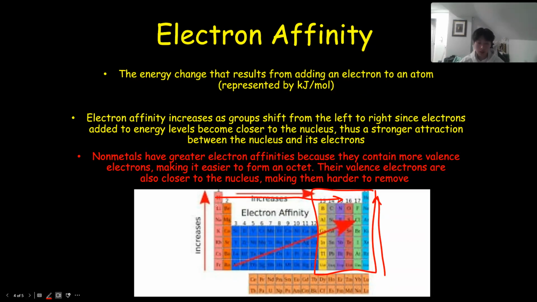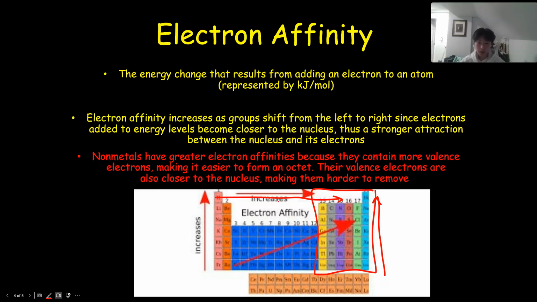These are the alkali metals, group 2 is the alkaline earth metals, and 3 to 12 is all your transition metals. So from groups 1 to 12, those are all of your metallic elements. But starting from 13 to group 18, that is when you have your nonmetals.